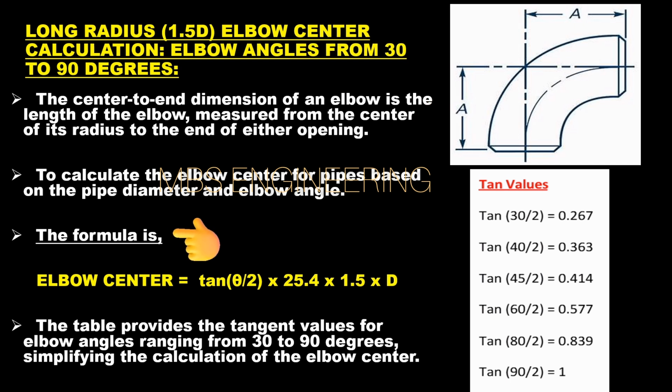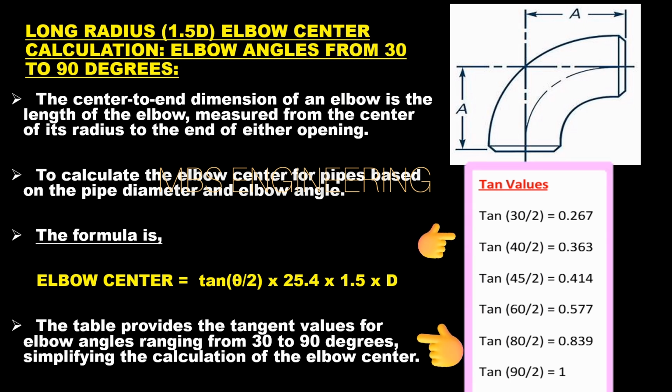Next, the formula for calculating the elbow center is elbow center is equals to tan theta divided by 2 into 25.4 into 1.5 into D, where theta is the elbow angle, D is the elbow diameter in inches. Next, the table provides the tangent values for elbow angles ranging from 30 to 90 degrees, simplifying the calculation of the elbow center.